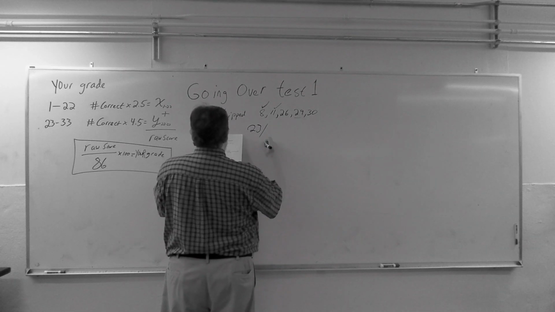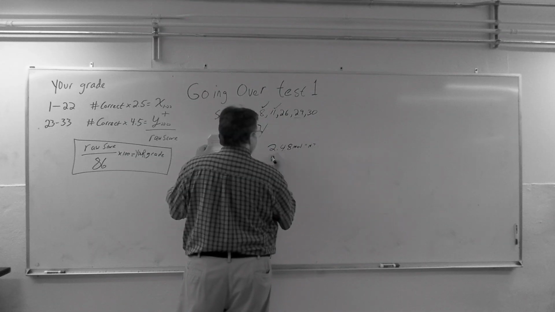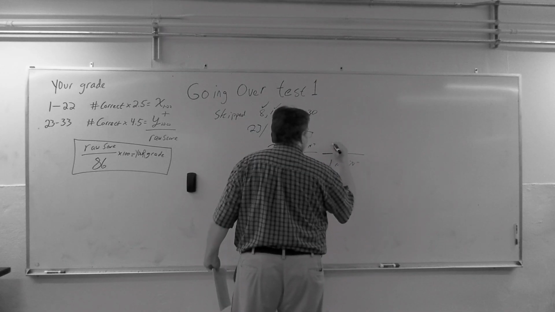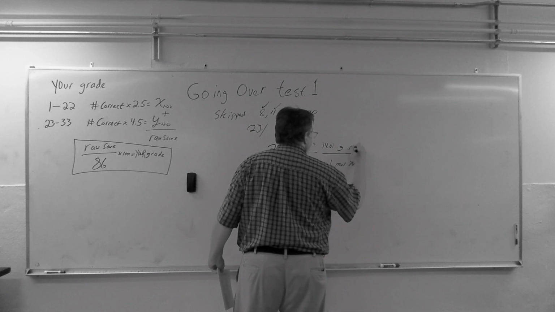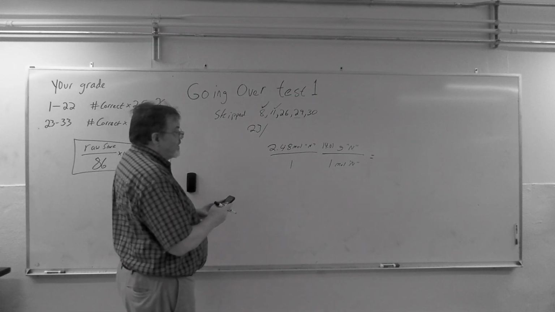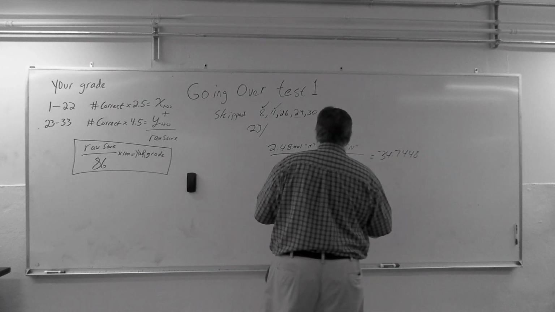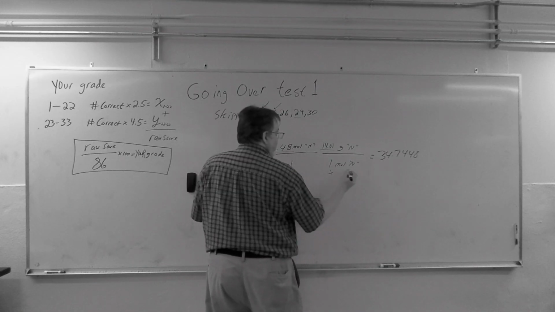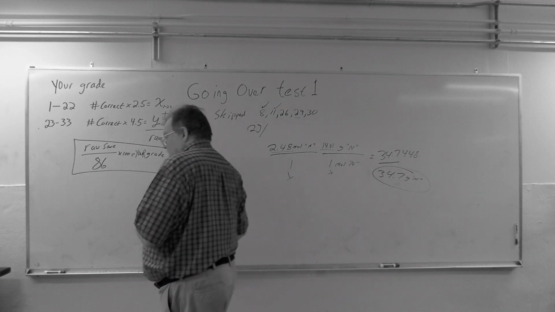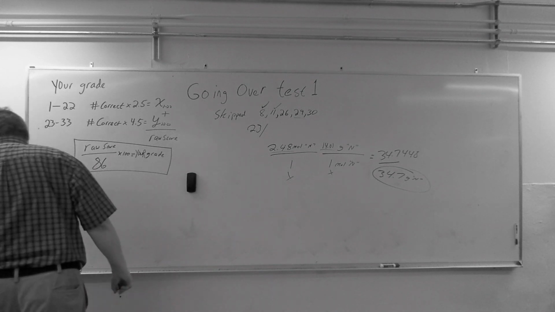So 23, what is the mass in grams of 2.48 moles of nitrogen? One mole of nitrogen, straight off the periodic table, is 14.01 grams of nitrogen. So 2.48 times 14.01. That's exact. We're keeping 3 significant figures, so it should be 34.7 grams of nitrogen. That's E.